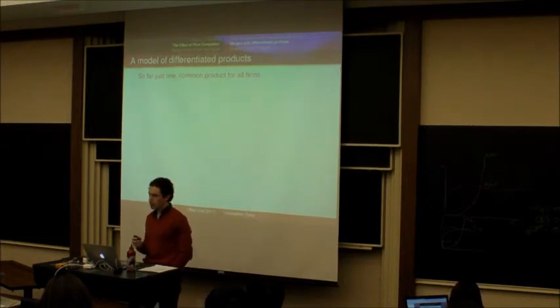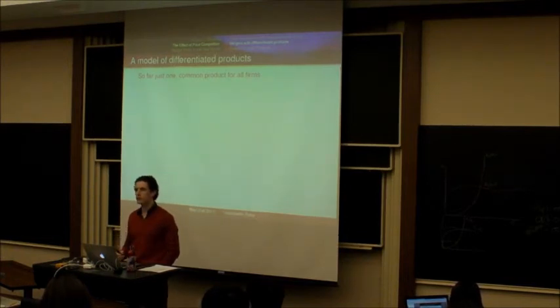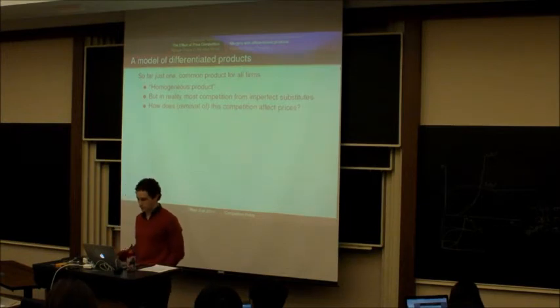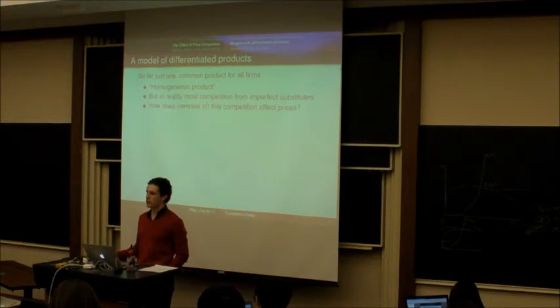So far what we've assumed is that all the competing firms had exactly the same product. But in the real world, much competition comes from firms that have different products, that are imperfect substitutes for one another. And now I want to think about what the competition, or the removal of competition, does to prices in that type of an industry.